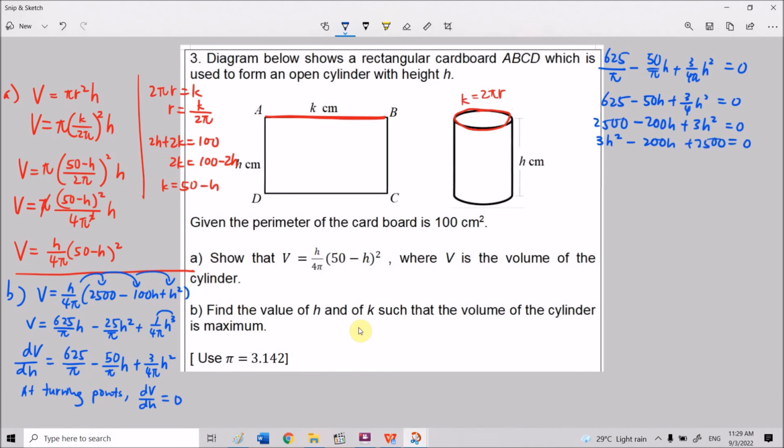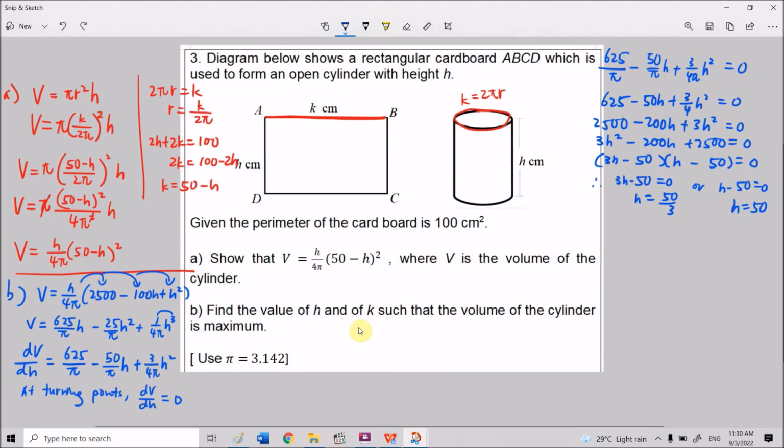Now you can use a calculator, you can use fraction factorization, or you can use a formula in order to factorize this. And so 3h minus 50 equals 0, h equals 50 over 3, or h minus 50 equals 0, h equals 50. So now the problem is we have two h values. Which one should we take to find the maximum value?